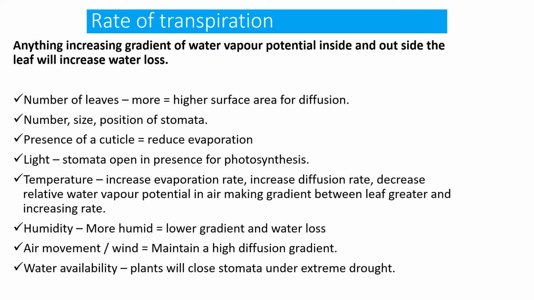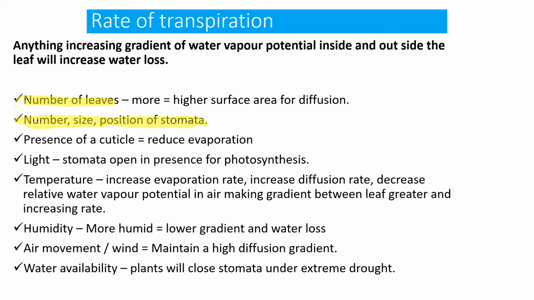So transpiration is the rate of water loss from the aerial parts of the plant. And there are several things that can affect the rate of transpiration. So the first thing, hopefully, is the number of leaves. The more leaves a plant has, the higher surface area there is for diffusion, the more stomata there are, and the loss therefore will be greater. The number and size or position of the stomata can be important. So stomata generally are found on the bottom of the leaf as opposed to the top of the leaf to reduce the transpiration rate.